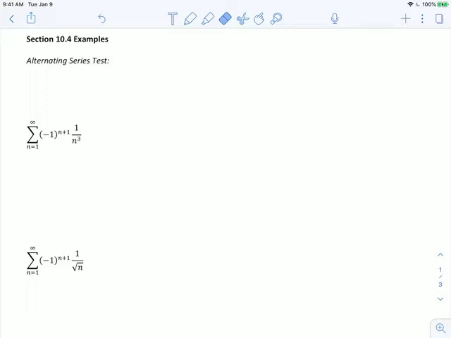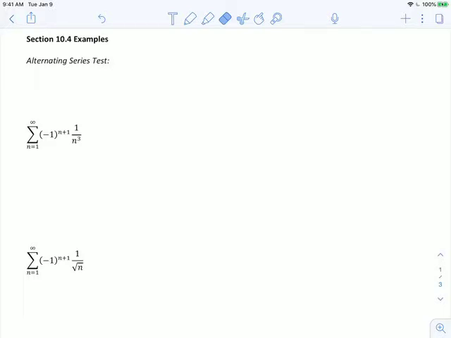Hello and welcome to our first video of examples from section 10.4 of our calculus text. This section involves the alternating series test, trying to estimate the sum of a convergent alternating series, and also absolute and conditional convergence. This first video will look at a few examples, looking at where the alternating series test applies, when it doesn't, and what conclusions we can draw.